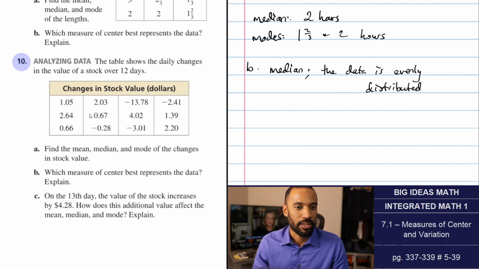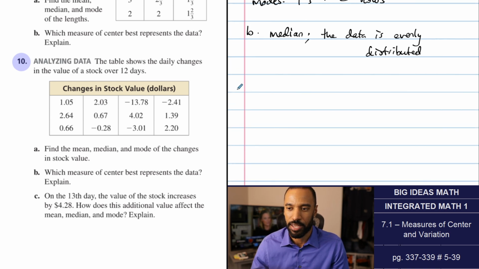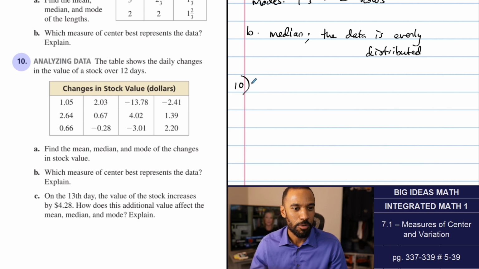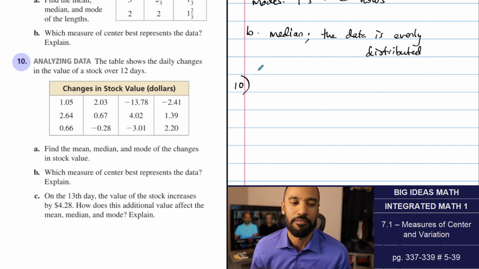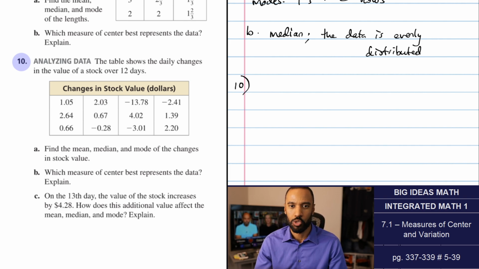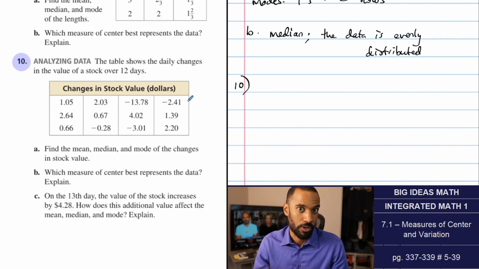Number 10, analyzing data. More of the same kinds of questions. It's just a different question, different context. But they're tailoring to me. I like movies. I like stocks. The table shows the daily changes in the value of a single stock over 12 days. Maybe this is day 1, day 2, day 3, etc. So they're not in order. And they can gain value, and if they're negative, they can lose value. Part A, find the mean, median, and mode of the changes in stock value.